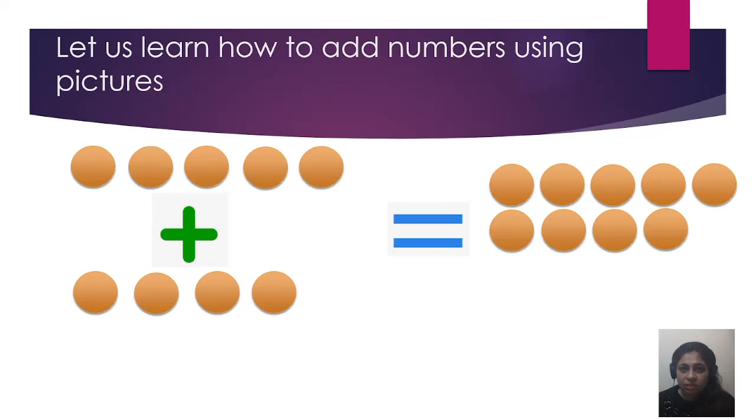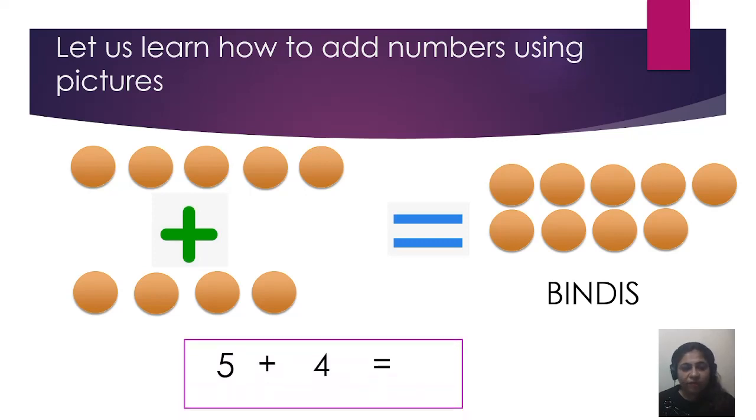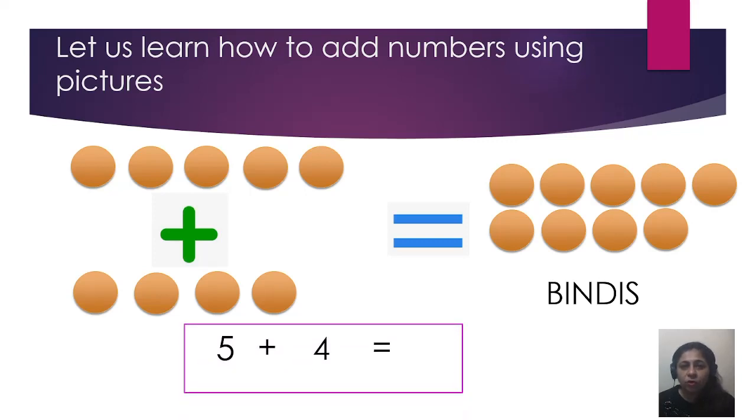Alternatively, if the child does not want to draw and color, please ask the child to use bindis instead. They are very good activity sources. Now the next step should be that you must write for the child 5 plus 4, that is 5 circles plus 4 circles equals, and let the child write the total answer at the end, which is 9. By doing this activity, the child will slowly and gradually learn the process of addition.